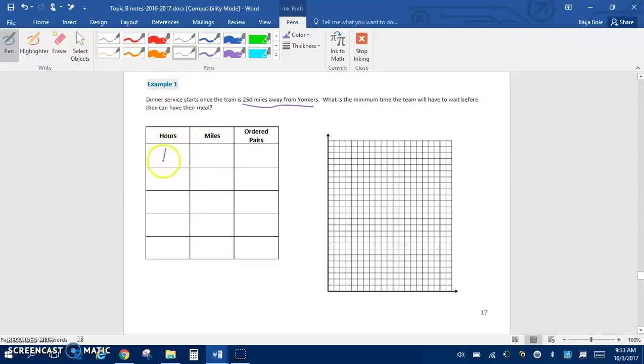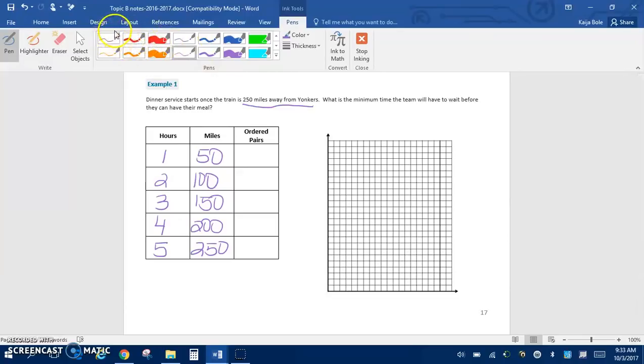So hours, we have 1, 2, 3, 4, 5. And then for miles, we had 50, 100, 150, 200, and 250. Okay, so now it's asking us about ordered pairs.